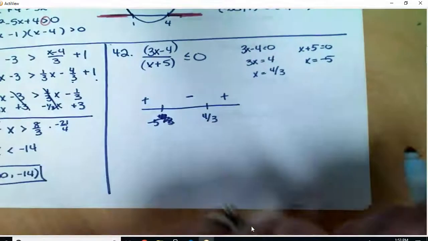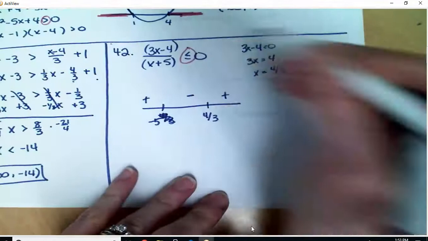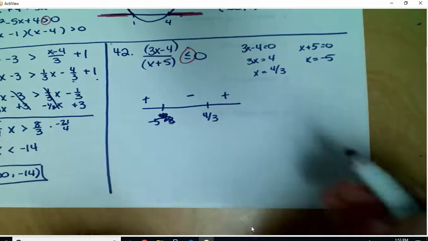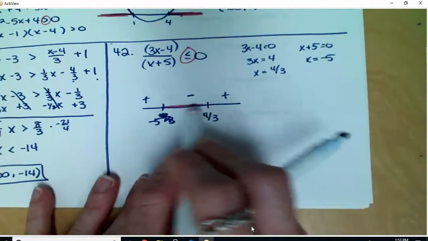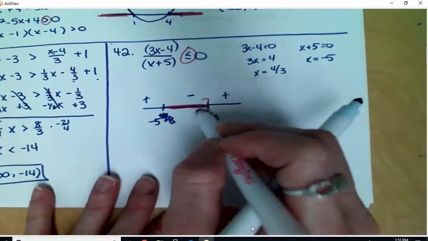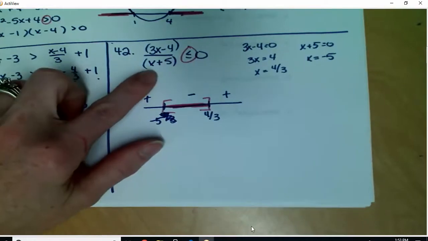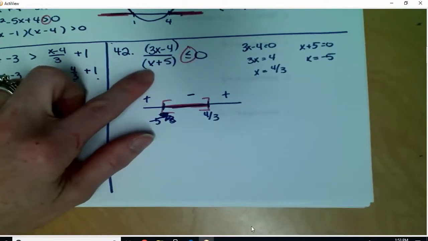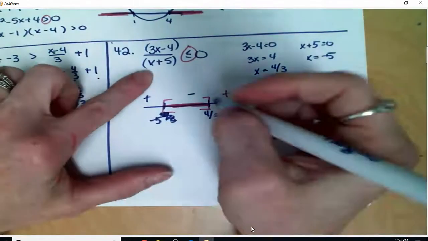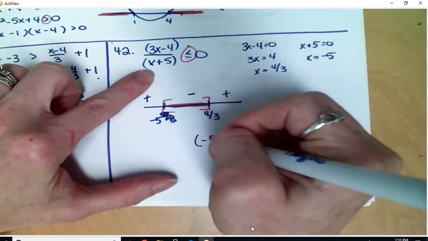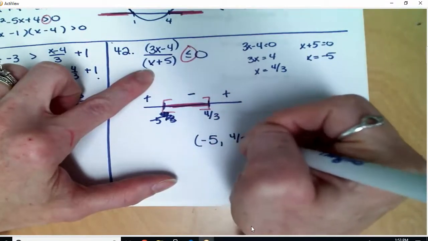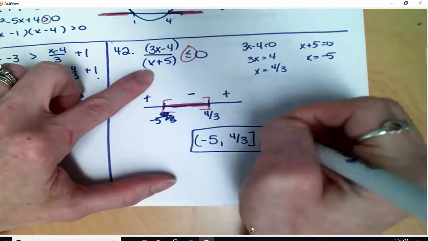I asked for less than 0. So less than would be negative. Equal to would mean bracket. However, I can't put a bracket on both of those. Why? Right. On a fraction, can the bottom ever equal 0? No. So that -5 has to have a parenthesis because it makes the bottom 0. But the 4/3 gets a bracket.